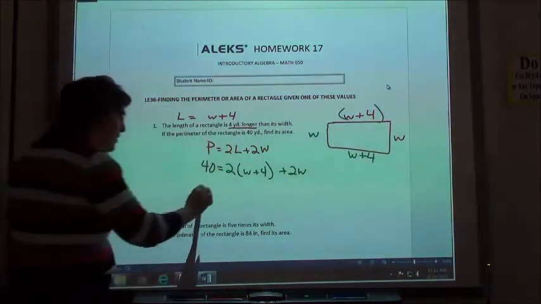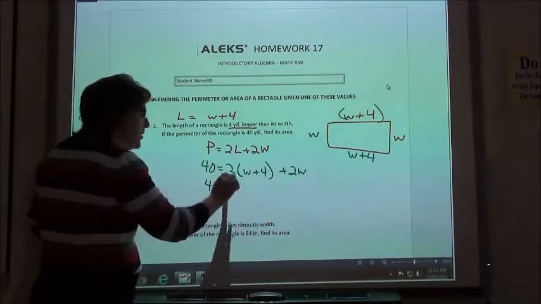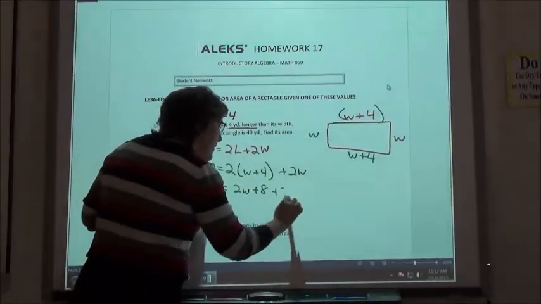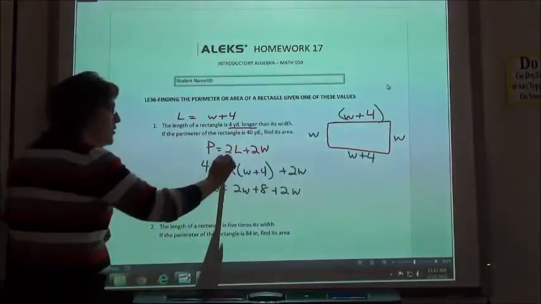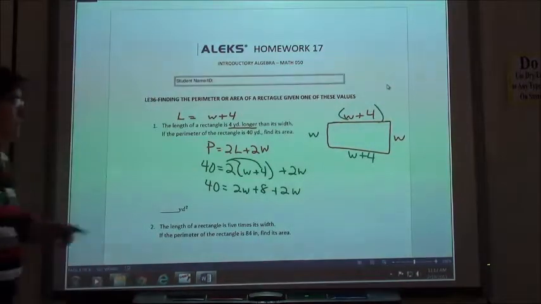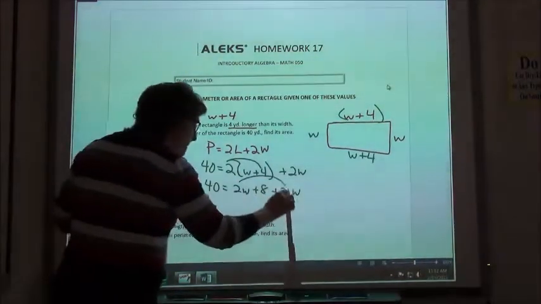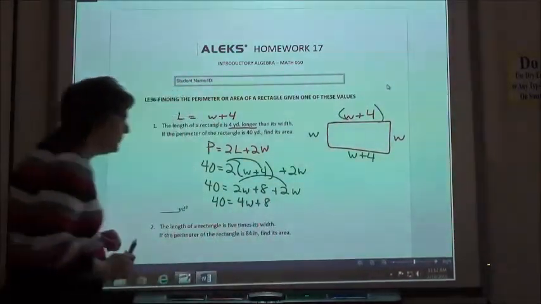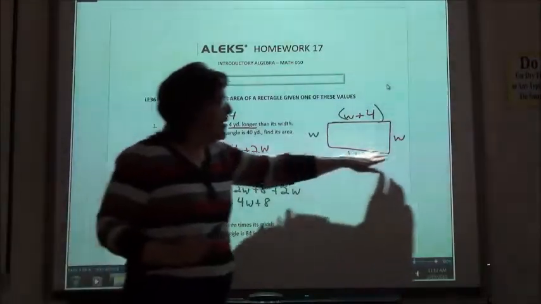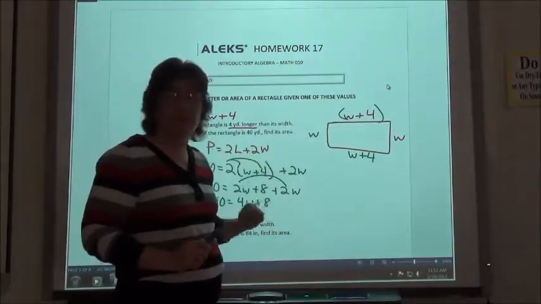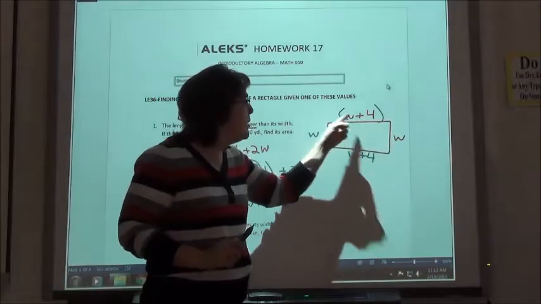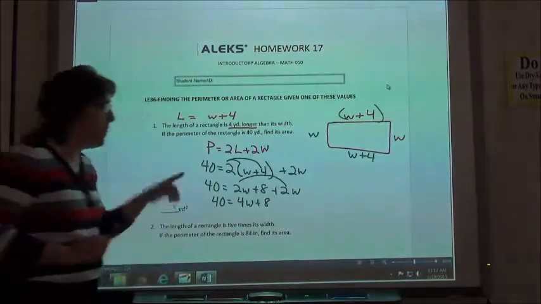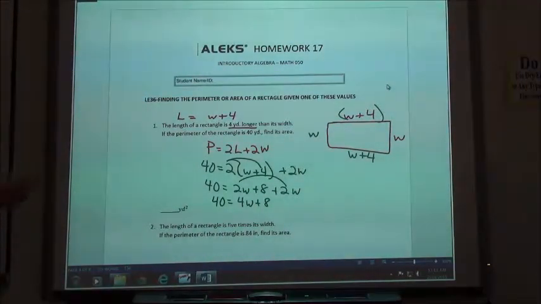Solving that then, 40 is equal to 2 times W is 2W, 2 times 4 is 8, plus 2W. So just using our distributive property right there. Combining our like terms, 40 is going to equal 4W plus 8. If I looked at this rectangle here and I added up all the sides like we did on the previous page, I have 1W, 2W, 3W, 4W, and then I have 4 plus 4, which is 8. My perimeter is 4W plus 8.